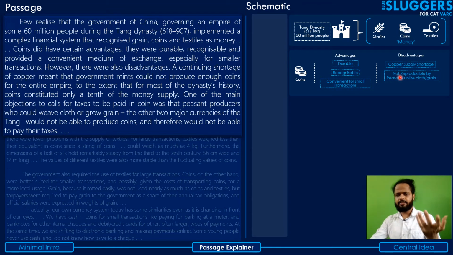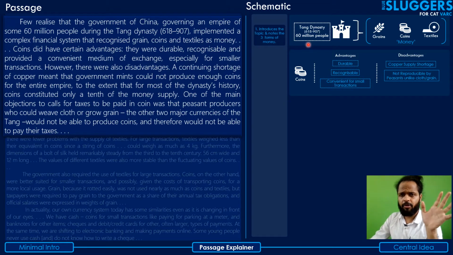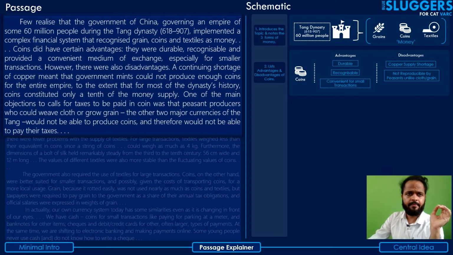And hence that was the second disadvantage so far as coins as a denomination for currency was concerned, right? So finally, in the first part of this, the author has introduced the topic and noted what the three forms of money used in the Tang dynasty were, and then he lists the advantages and disadvantages of coins, right? As simple as that.